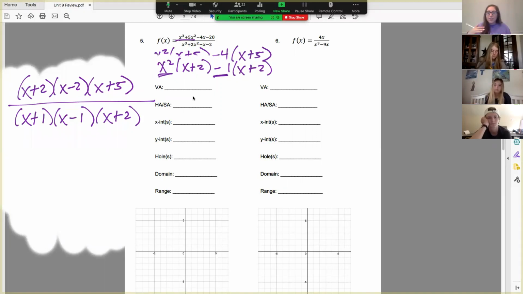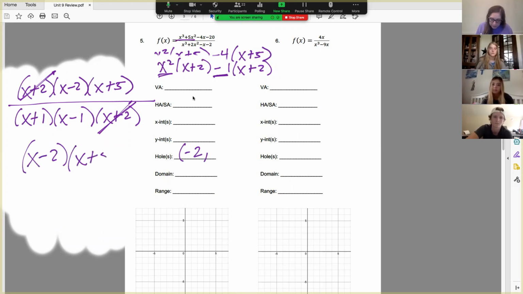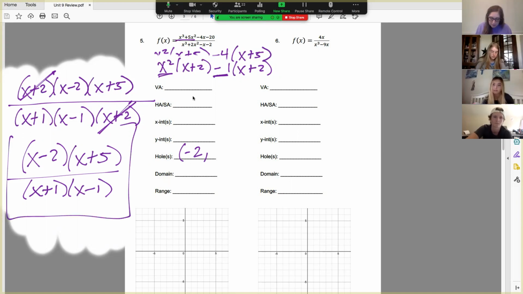From there, I see if I can cancel anything out, which I can. The x plus 2's will cancel, and that means that I have a hole at negative 2. And I'm left over with x minus 2, x plus 5 over x plus 1, x minus 1. When I plug in negative 2 for x into my new equation, I end up getting negative 4 times 3 over negative 1 times negative 3.